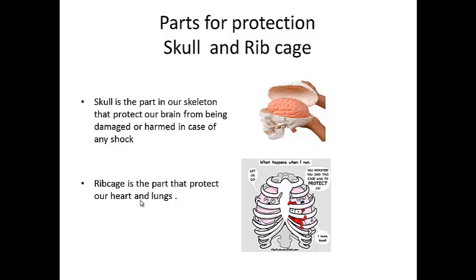Parts of the skeleton for protection: our skull, the head bone. The skull is for protecting the brain from being damaged or harmed in case of any shock. The rib cage is a part that protects our heart and lungs.